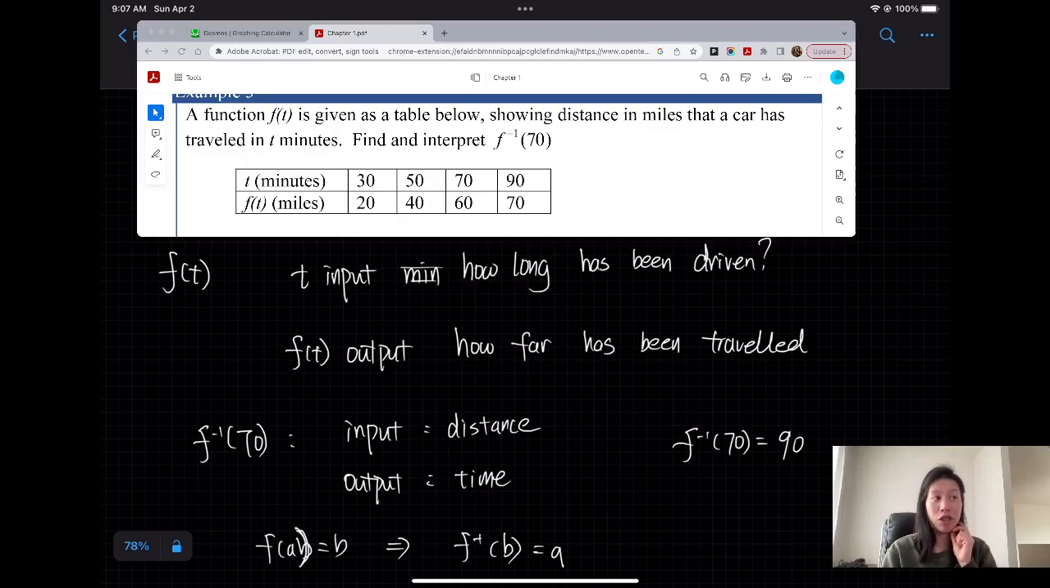By the definition, if we are given that the inverse function of 70 equals some certain number a, then you're looking for the value of a so that f of a equals 70. So that's why we are locating, hey, when the output is 70, a is equal to 90. That is going to be the output of the inverse function. That's similar to a graph problem.